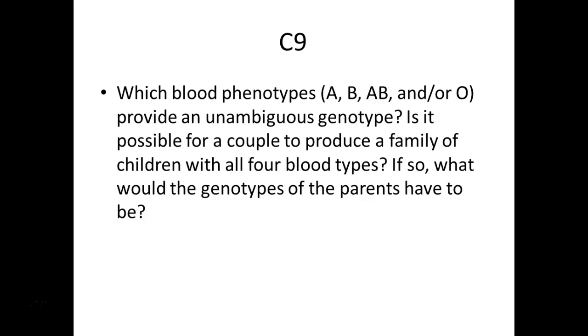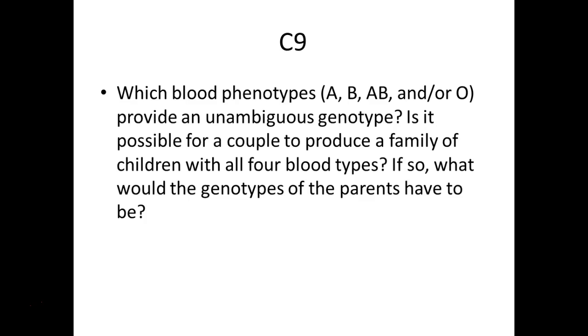If you are type A, what is your genotype? AA or AO? What about B? BB or BO? AB, we know your genotype: AB. If you're O, OO. So O and AB are unambiguous, but A and B are not. You don't know, based on their phenotype, what their genotype is. It could be one or the other, so we'd have to do crosses to figure it out.